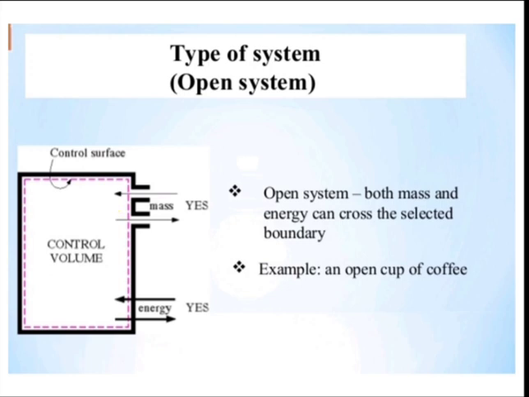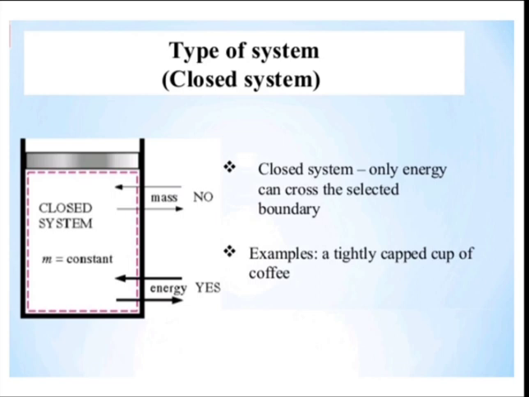Then the second one is a closed system, which is a type of system. Now here, the closed system is one in which only energy can be passed from the selected boundary to the surrounding. Here, there is no transfer of mass from the system to the surrounding. So see, here only energy is transferred. This shows there is a transfer of energy from system to the surrounding.